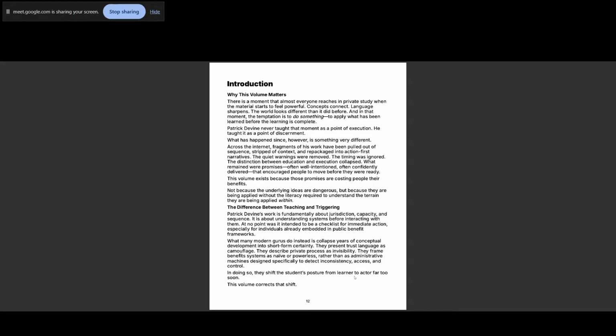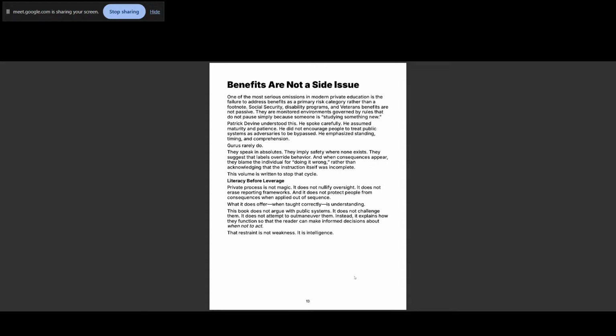They present trust language as camouflage. They describe private process as invisibility. They frame benefit systems as naive or powerless, rather than as administrative machines designed specifically to detect inconsistency, access, and control. In doing so, they shift the student's posture from learner to actor far too soon. This volume corrects that shift.